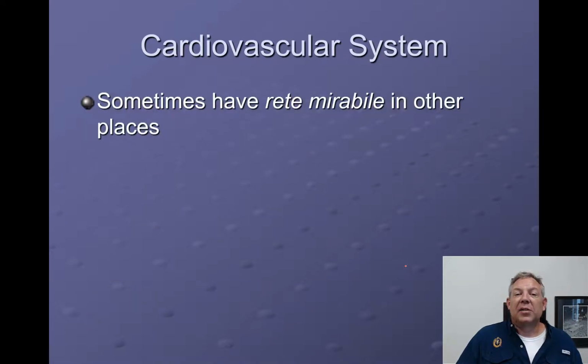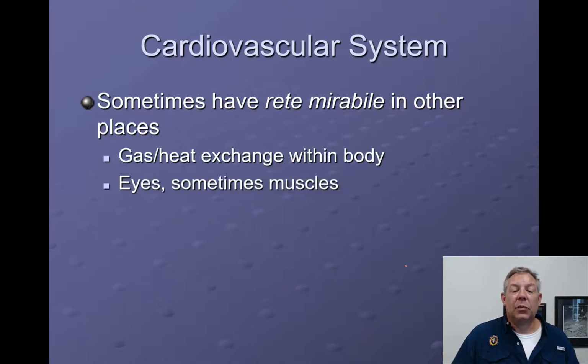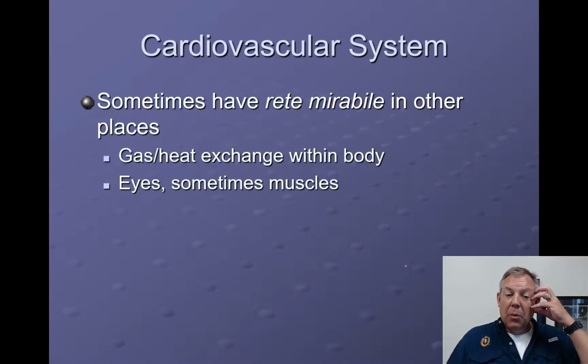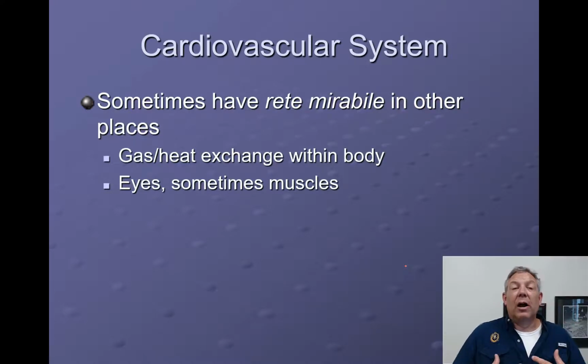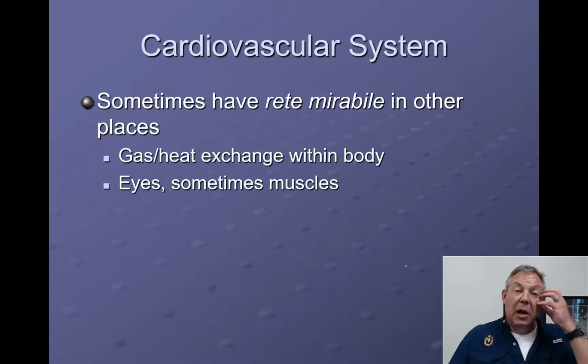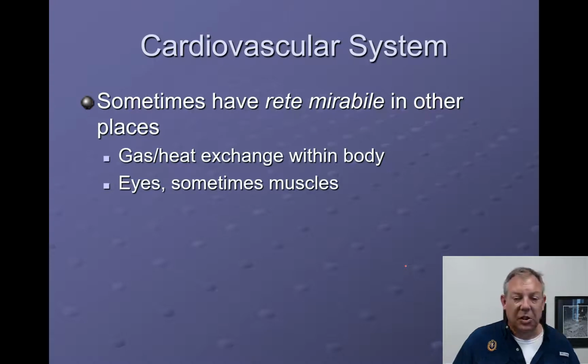The Rete Mirabile, as I said, they show up in other places in fish. For example, anywhere where you need gas exchange or heat exchange within the body. And so, for example, fish that live in cold water often have Rete Mirabile around their eyes or their brain to help basically the heat generated from the body warms up the blood, and then that is used to keep the eyes and brain warm. Sometimes you see them in muscles for exchanging gas. So the Rete Mirabile are going to turn up quite often.